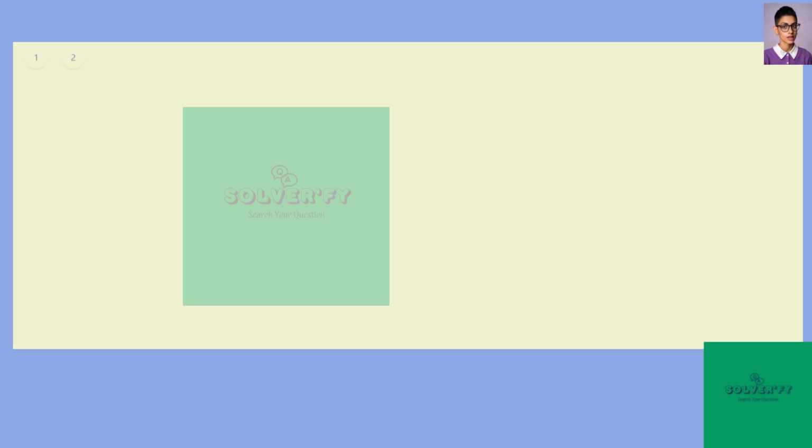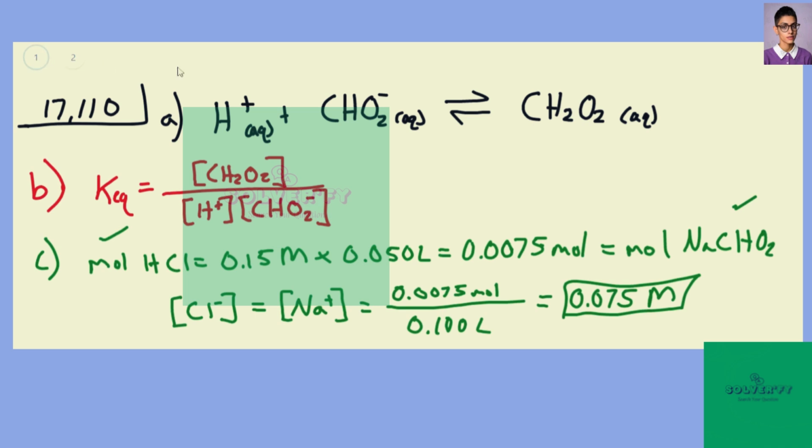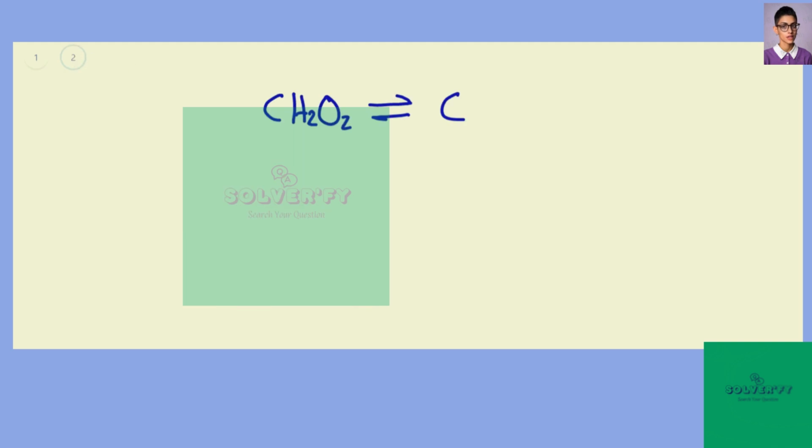We can look now at the acid, conjugate base, and the proton concentration. So for that, we can draw an ICE table. So we have CH2O2 reacting with to form. So the concentration of HCl and formate are the same. So HCl will react completely to completely use up formate, which means we only have formic acid left.